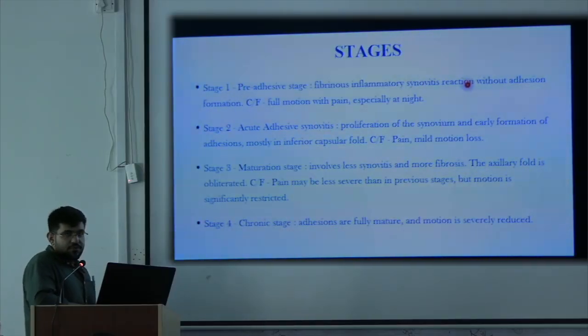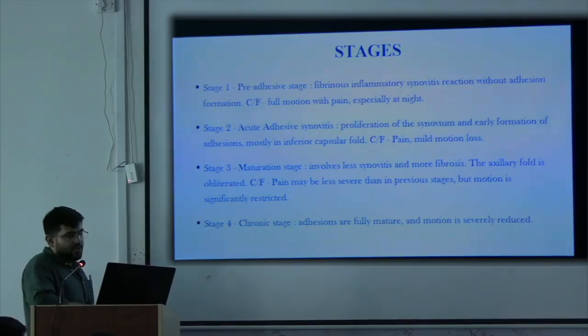Then we come to the stages. So what are the stages of adhesive capsulitis? There are 4 stages. First of all, there is a pre-adhesive stage in which a fibrinous inflammatory synovitis reaction occurs without adhesion formation. Basically, it's the initial inflammation where, as we have already seen in the arthroscopy view, there is only redness, but the adhesions are not formed yet. So what is the clinical picture at this stage? Full motion, only with pain, especially at night. The patient will come to us with night pain, but the motion is full.